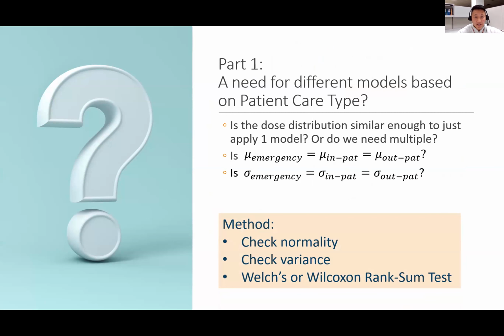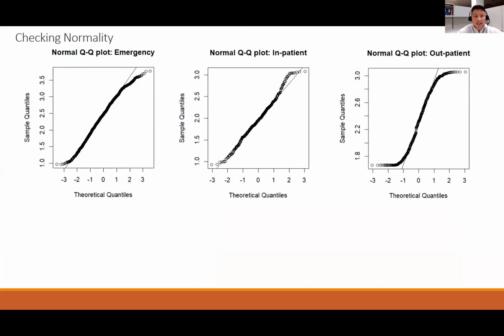So my method was to first check the normality, check the variance, and based on the results from there, perform either a Welch's or a Wilcoxon rank sum test in order to see how different the distributions are. Looking at the normality, as you can see from here, they all have kind of heavy tails. The emergency and inpatient seem very similar, close to normal, whereas the outpatient is really far from normal.